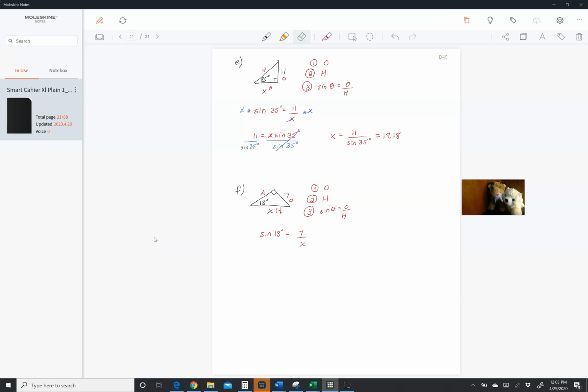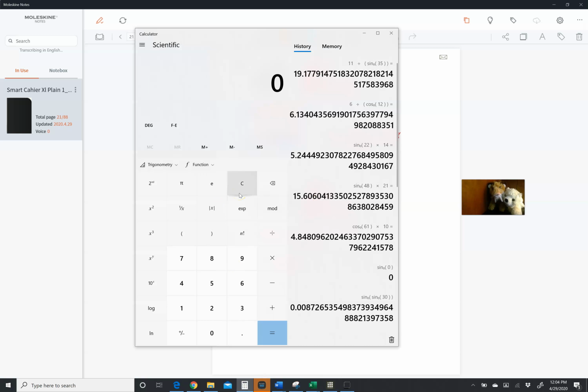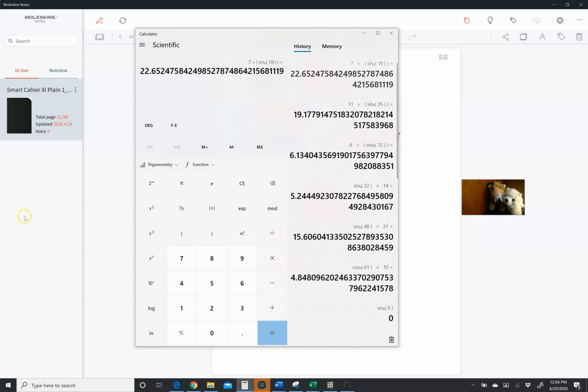So here we don't have to do all of the algebra. We can just say, okay, well then that means that x is equal to 7 over the sine of 18. So see, we skipped all of that algebra. That's okay. So you can go from here to here. And we put it into our calculator. We have 7 divided by, in parentheses, we do 18, and we find the sine. Close our parentheses. And we get 22.65.